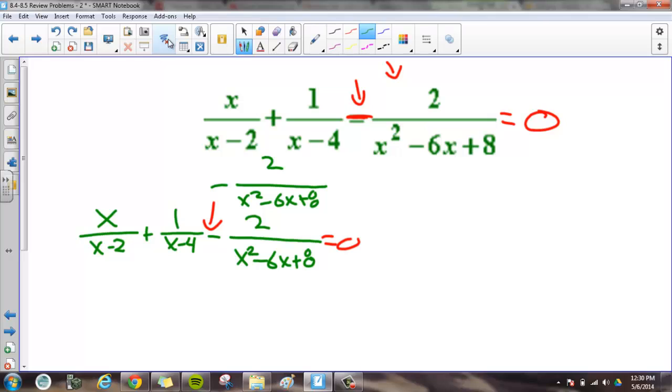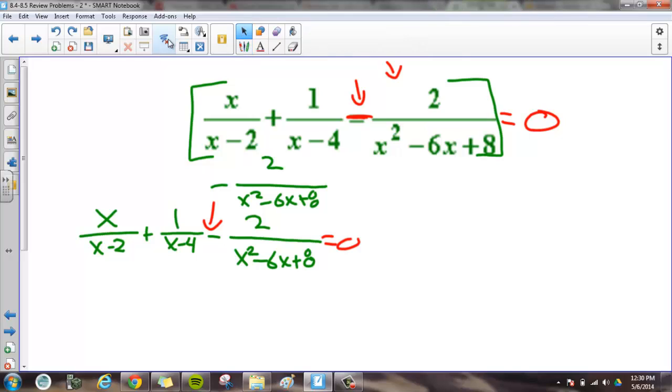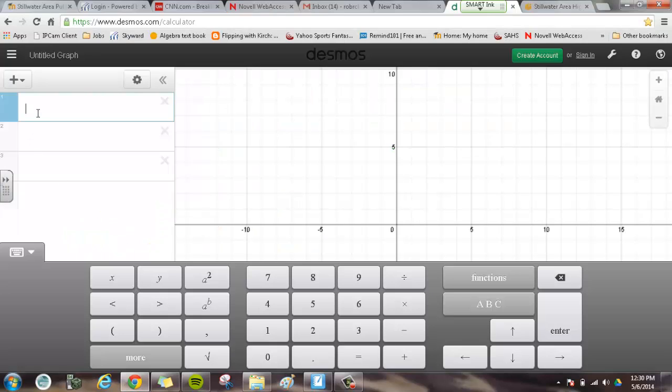Okay. Now once you get everything over on this side, you're going to take this right here and type that into Desmos. So I'm going to do that on Desmos right now. Let's get that launched up. Okay, so I'm going to start with my x, and I'm going to divide by x minus 2. What's nice about Desmos is it makes it look like the problem, right? That's kind of the positive of it.